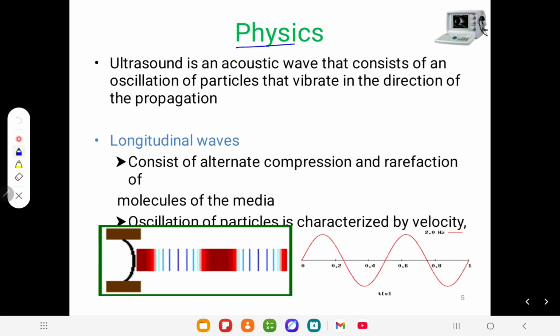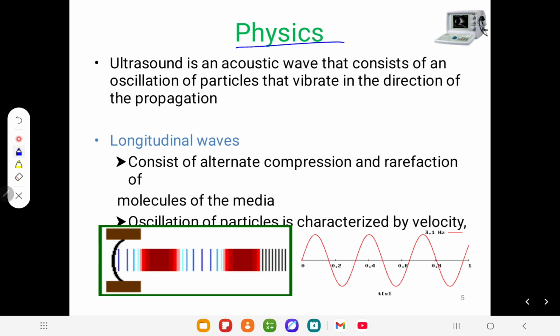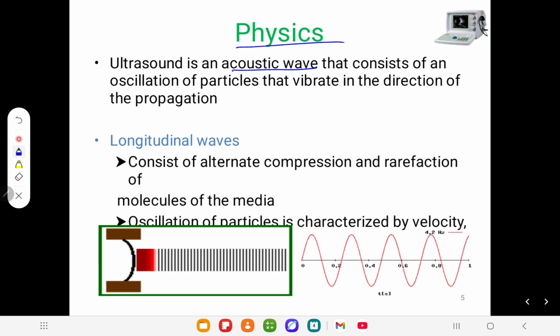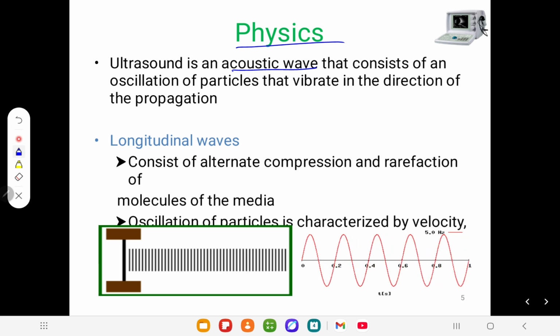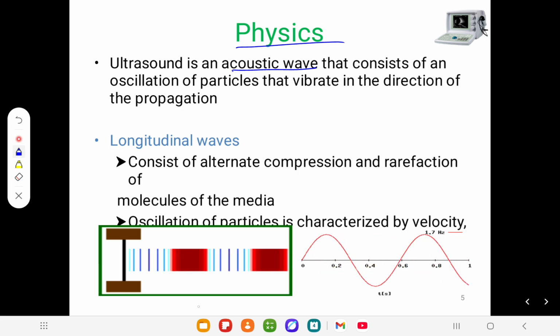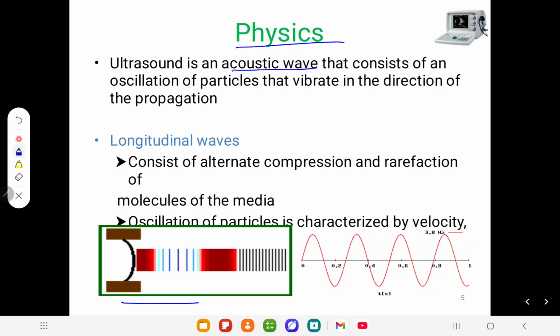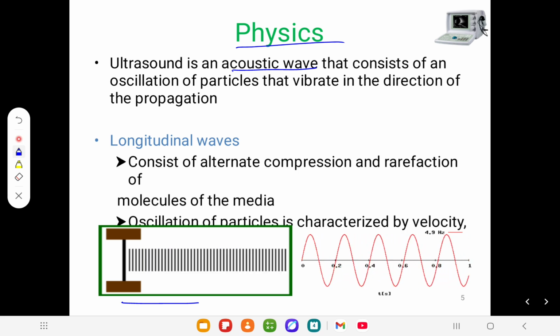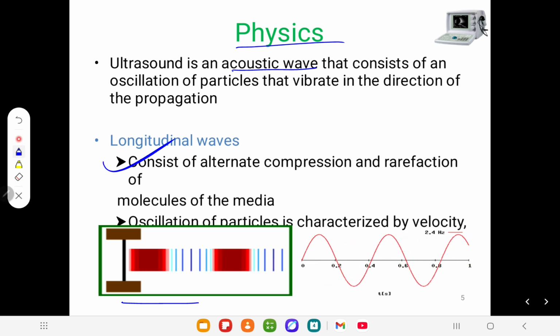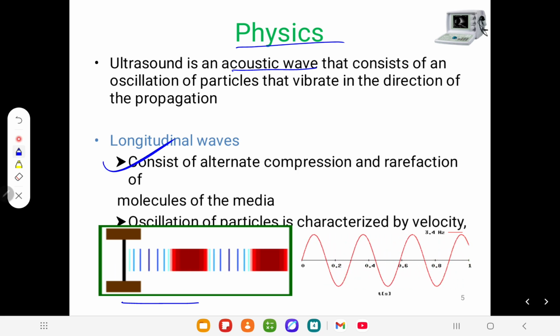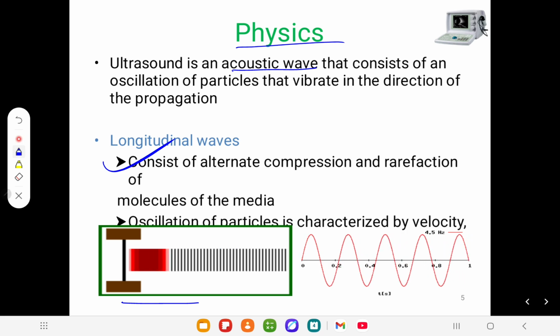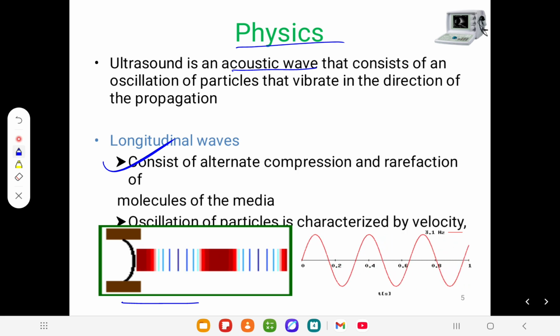Physics, it's very simple physics. Ultrasounds are acoustic waves, mechanical waves that consist of an oscillation of particles that vibrate in the direction of propagation. See in this animation, isn't it? It's basically a longitudinal wave, not a transverse wave like light. It consists of alternating compression and rarefaction within the molecular media, and the oscillating particles are characterized by velocity, isn't it?